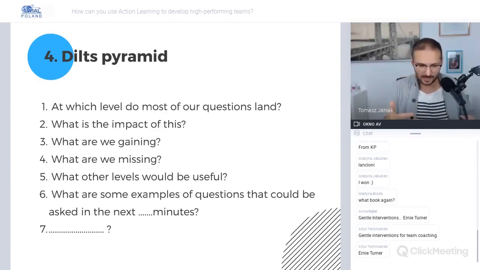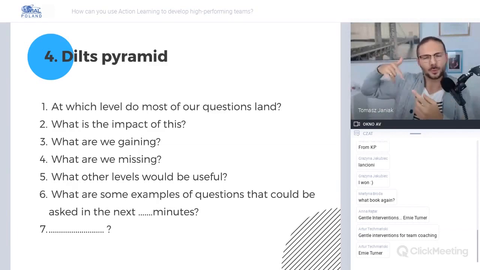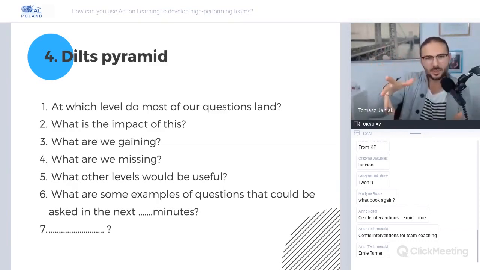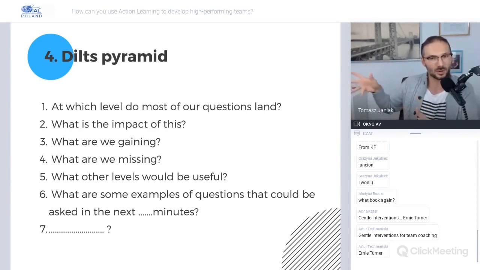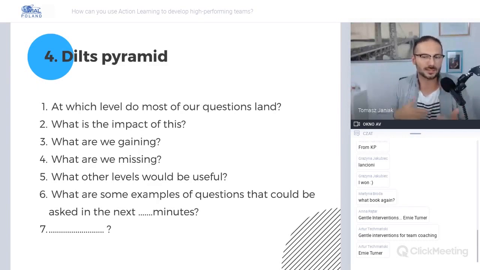I actually use this tool in combination with the What model. So I will present the pyramid to the team and use the what, so what, and now what. I will say, where are we on this model? Where are our questions? What is the impact of this? What are we gaining? What are we missing? Why is it important that we ask such questions? But what could we gain? What would be the value of adding some other levels? And what levels do we want to add? What questions do we want to ask? And so on and so on.